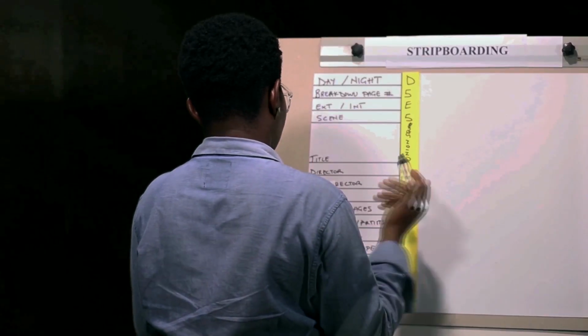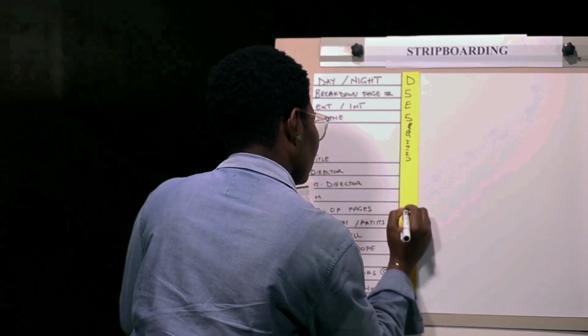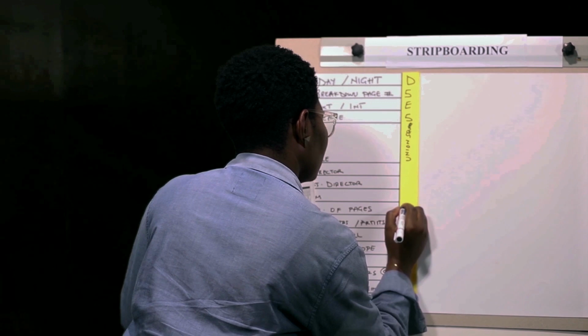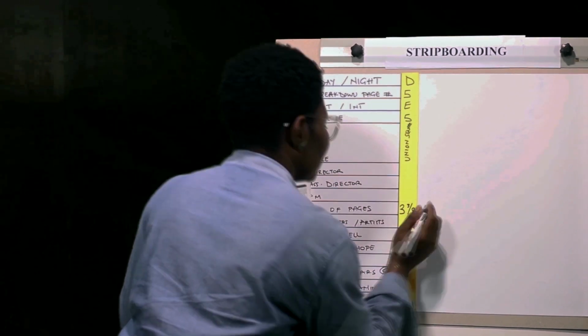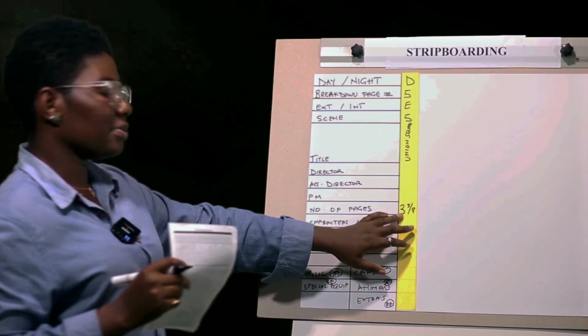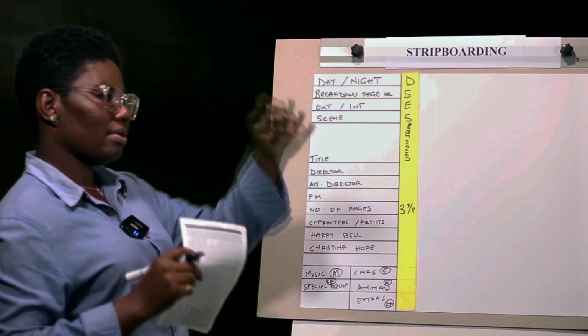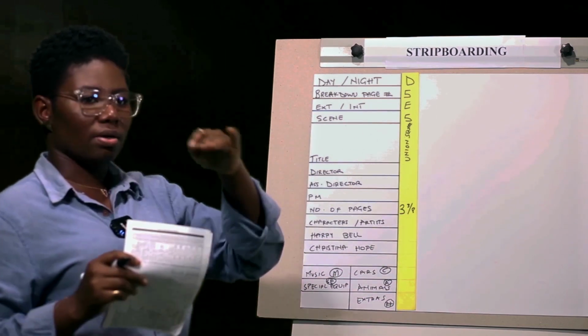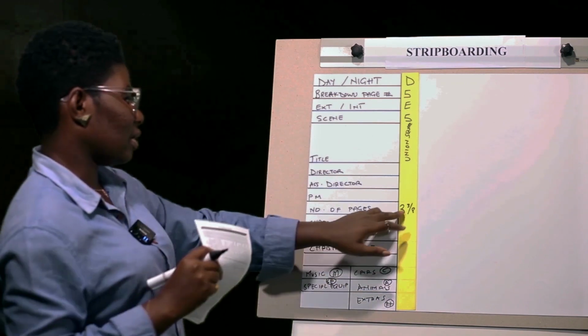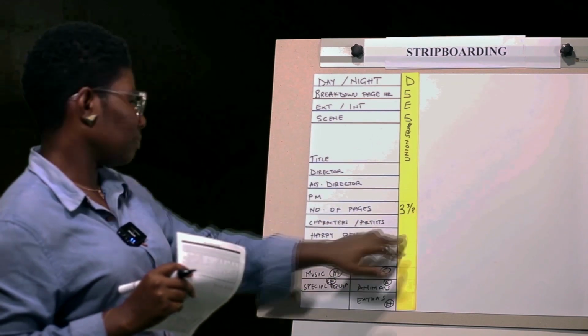Our number of pages to be 3 over 8. Where the 3 is, 3 full pages, and then an extra page, which is a 3/4 of a page. That's how come you have 3 over 8.